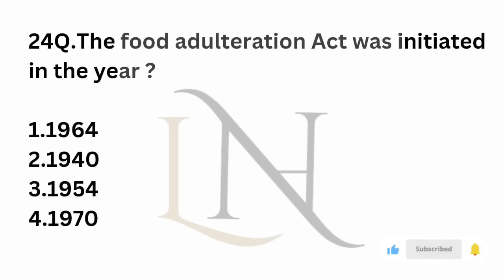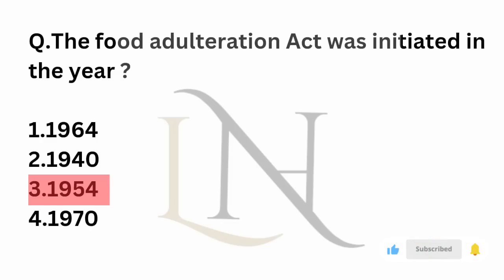The Food Adulteration Act was initiated in the year: Option 1, 1964. Option 2, 1940. Option 3, 1954. Option 4, 1970. Answer is option 3, 1954. In the year 1954 the Food Adulteration Act was initiated.